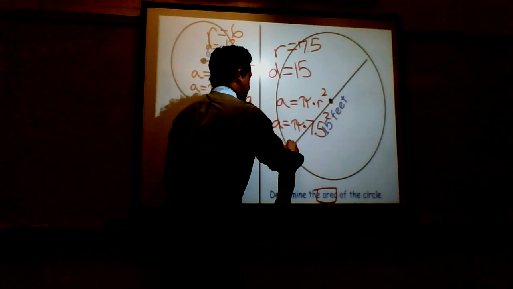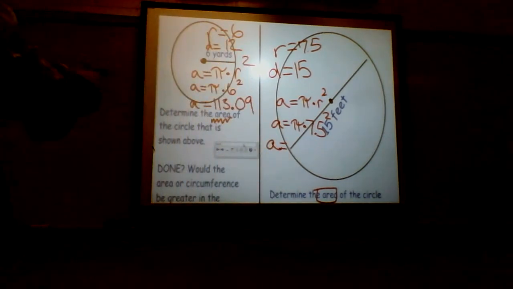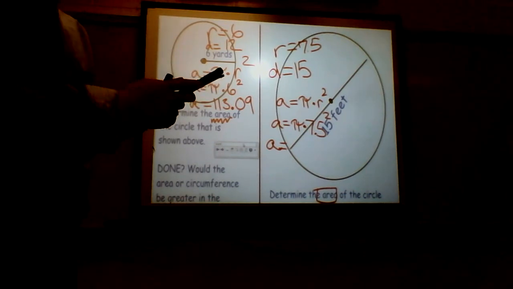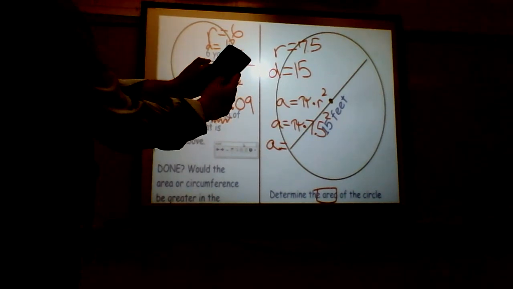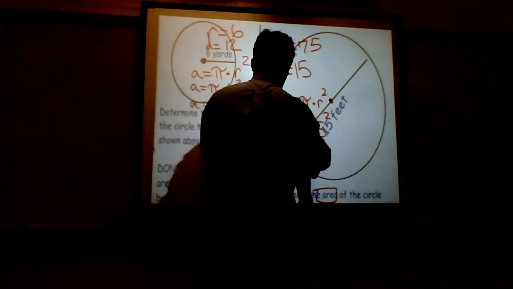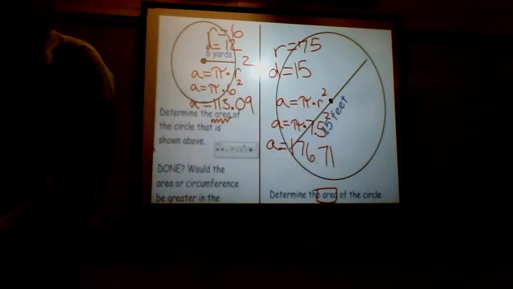For the rest of this, you can just use your calculator. All you need to do is type in area equals pi times 7.5 to the second power. So pi times 7.5 to the second power, and you get area is 176.71.